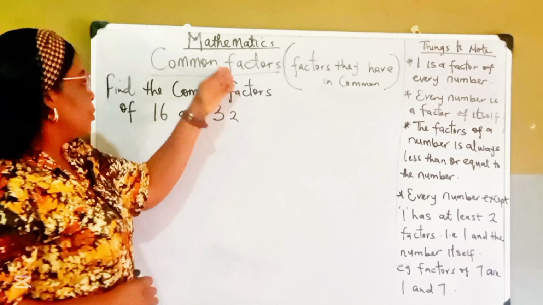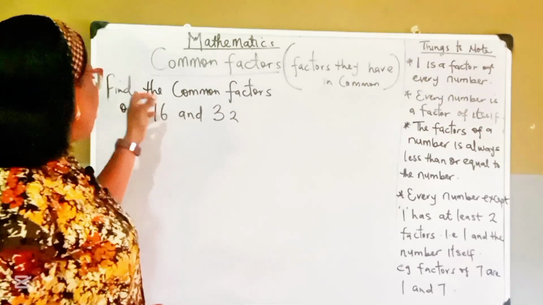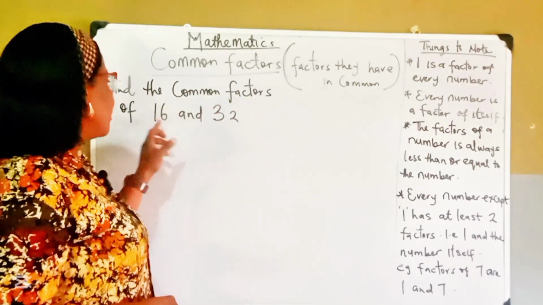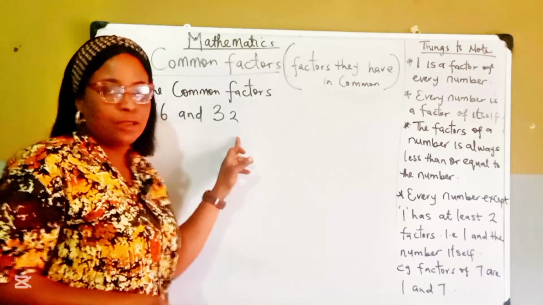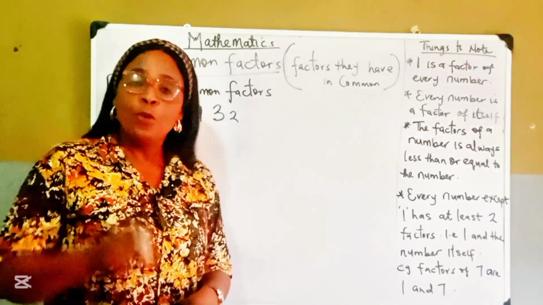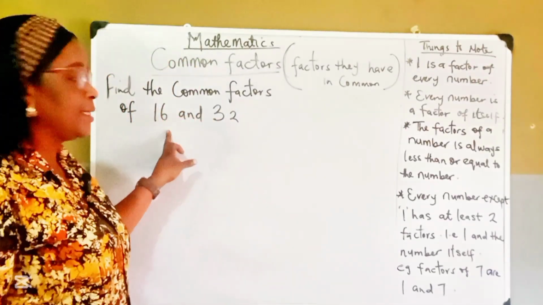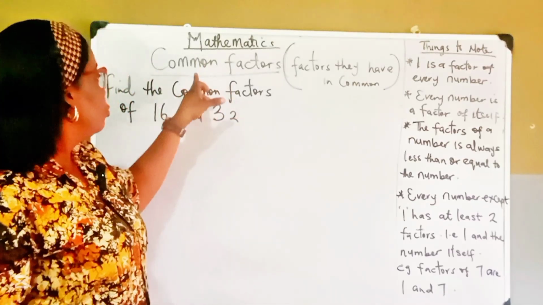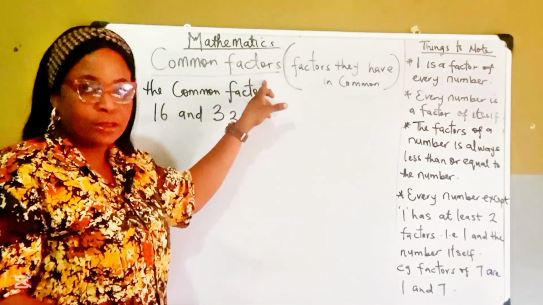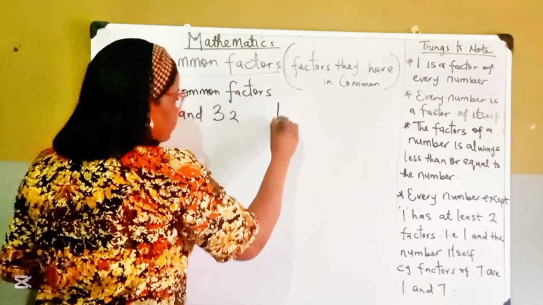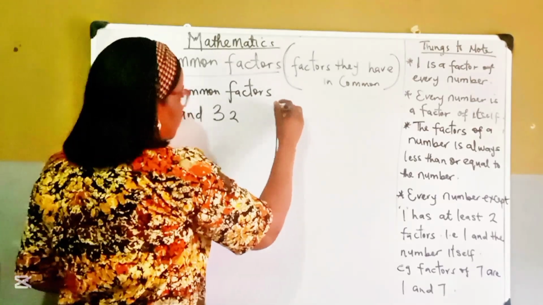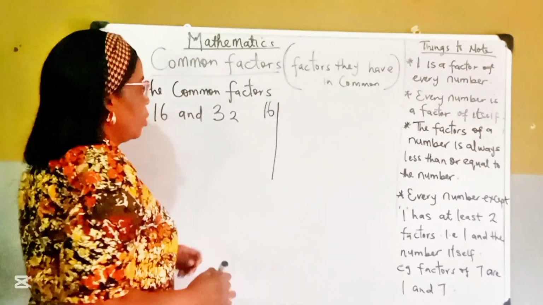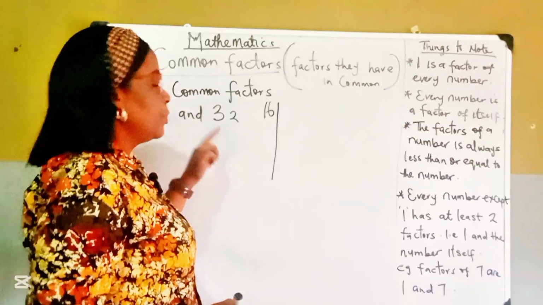Then, look at this number we have here. Find the common factors of 16 and 32. First of all, we will find all the factors of 16 and 32 before we look for their common factors. Let's look at the factors of 16. What are the factors of 16?